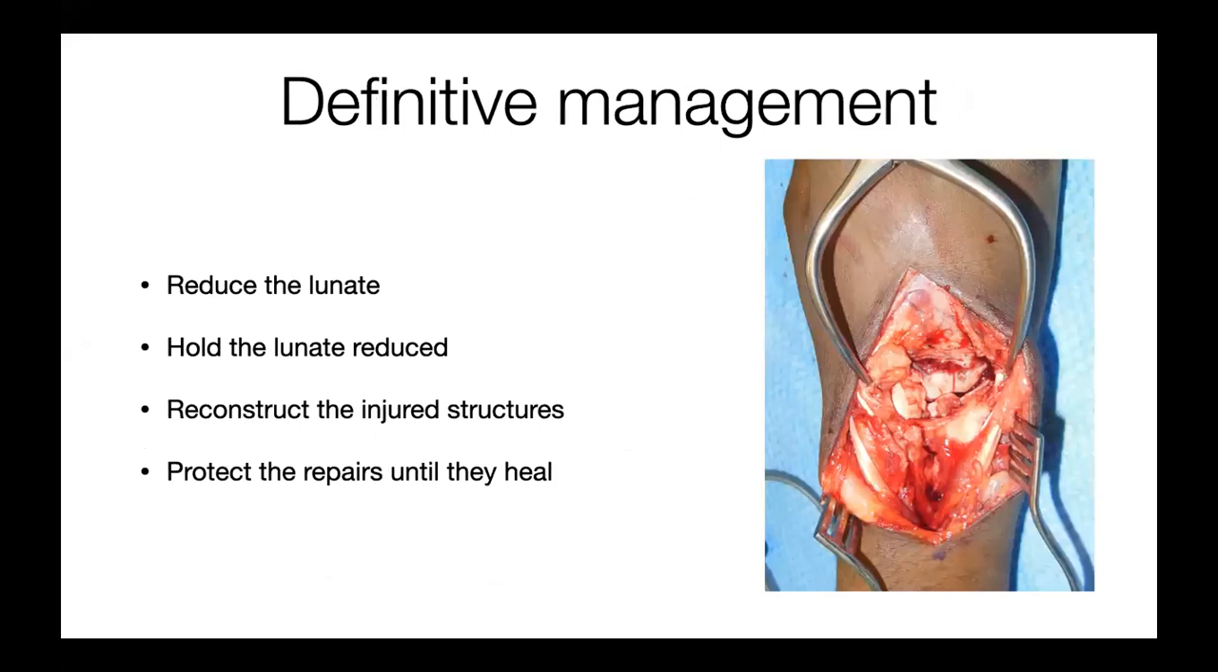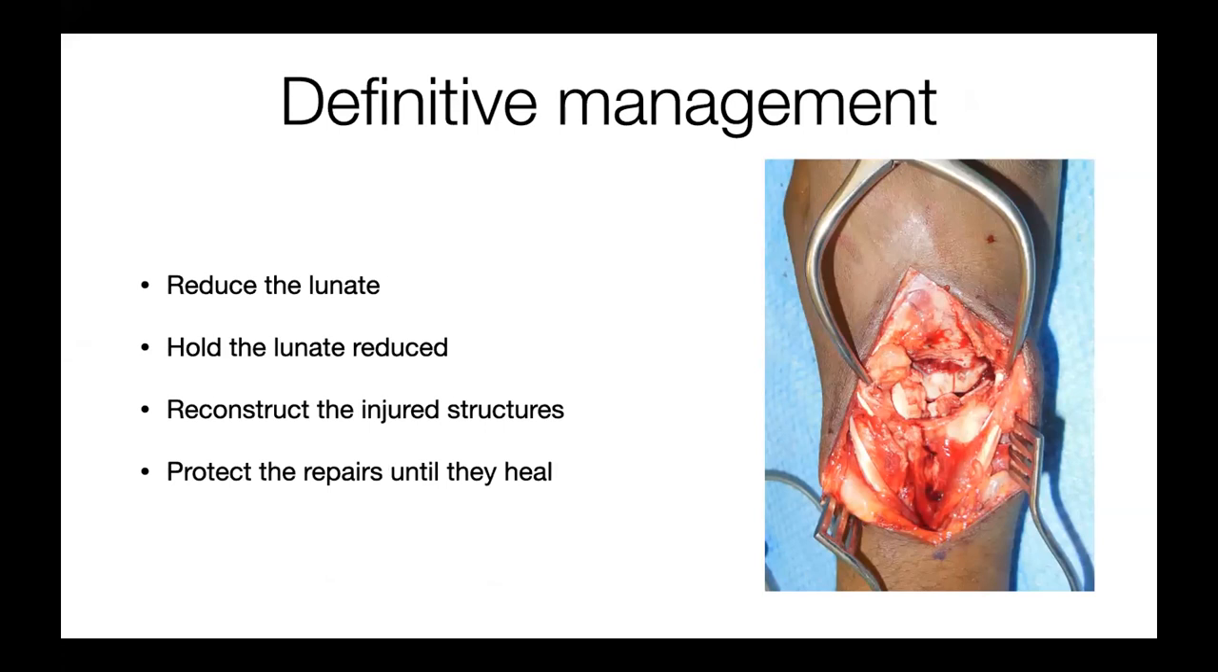Definitive treatment, if you think about these four things, that covers everything. So your definitive treatment is to reduce the lunate, hold the lunate reduced, you then reconstruct your injured structures and protect the repairs until they heal. If you remember those four things, it gives you a way through the viva.